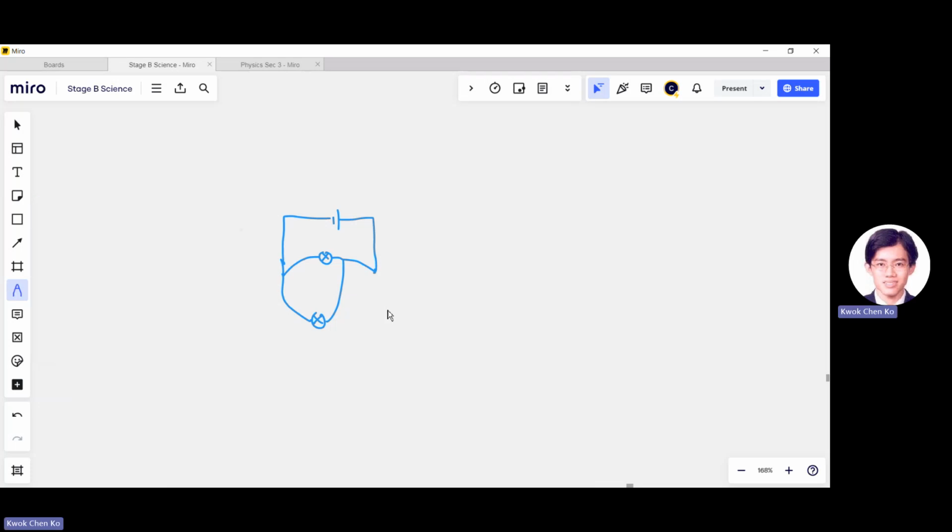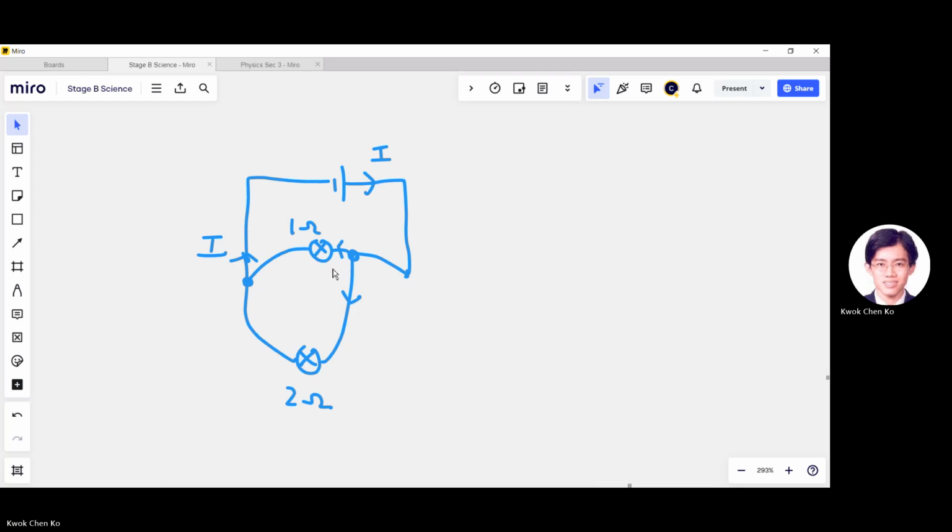First thing, how does your current flow? From this positive end, it goes up, but here it splits into two branches. Then here it joins back together to become the same current. So I here is the same as I there. But does it split equally? No, it depends. If this is 1 ohm, this is 2 ohm, which side has more current? The one through the 1 ohm lamp or the 2 ohm lamp? More current will go through the 1 ohm because it has less resistance. But of course, don't forget both lamps will have the same voltage because they're in parallel, but the currents are different.